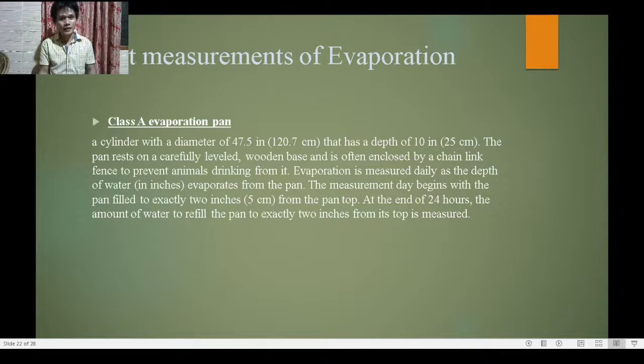The pan rests on a carefully leveled wooden base and is often enclosed by a chain link fence to prevent animals from drinking from it. Evaporation is measured daily as the depth of water in inches that evaporates from the pan. The measurement day begins with the pan filled to exactly 2 inches, 5 centimeters from the pan top. At the end of 24 hours, the amount of water needed to refill the pan to exactly 2 inches from its top is measured. So, same again, we just get the difference of the water that evaporated.